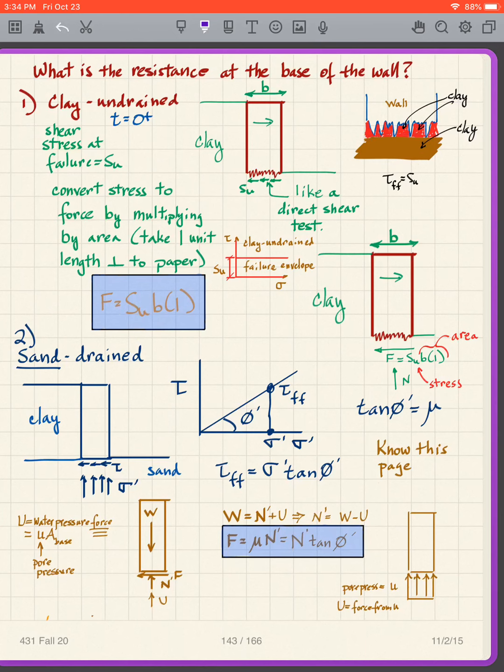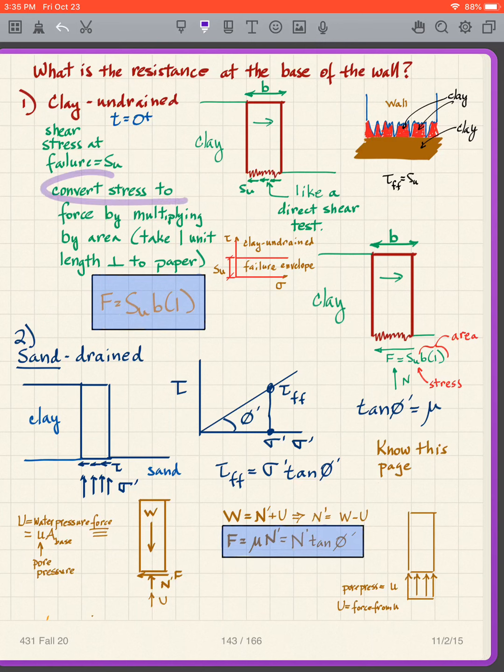It's like a little miniature direct shear test on the clay. So my shearing resistance is simply going to be SU, because it's like a direct shear test when this wall moves in that direction. So that gives me the stress at the base of the wall.